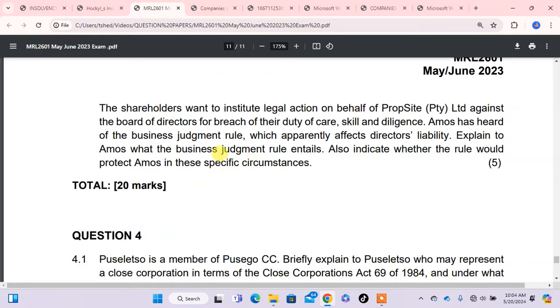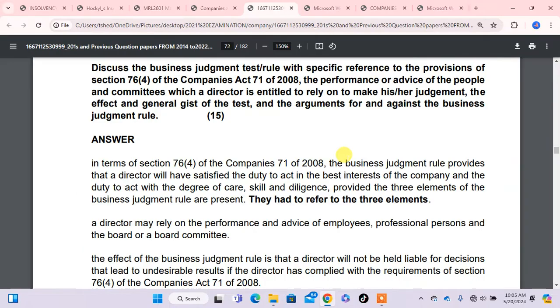So we need to know what the business judgment rule is, right? Then you can see here there's this beautiful document. They say: discuss the business judgment test or rule with specific reference to the provisions of section 76 of the Companies Act. In terms of section 76 subsection 4 of the Companies Act, the business judgment rule provides that a director will have satisfied the duty to act in the best interest of the company and the duty to act with a degree of care, skill, and diligence, provided that the three elements of the business judgment rule are present.